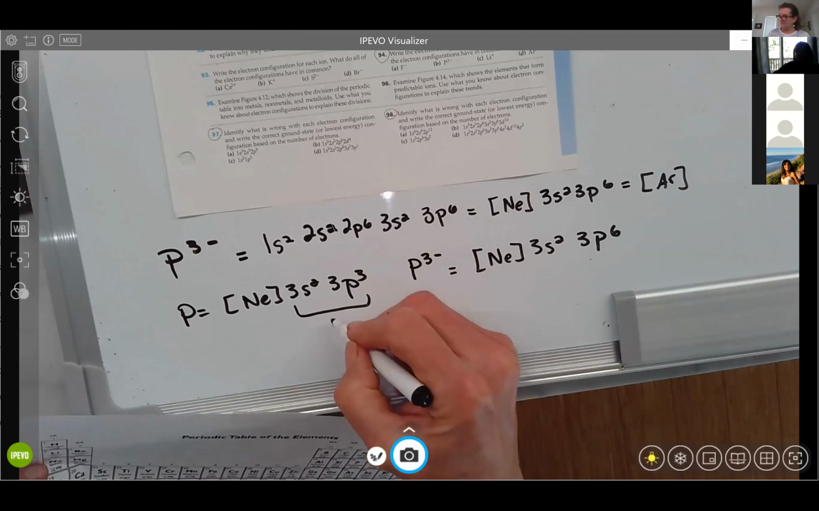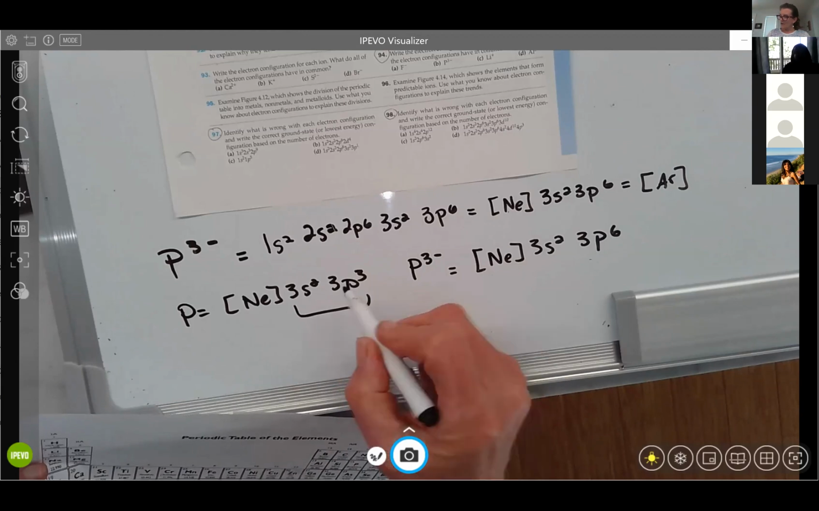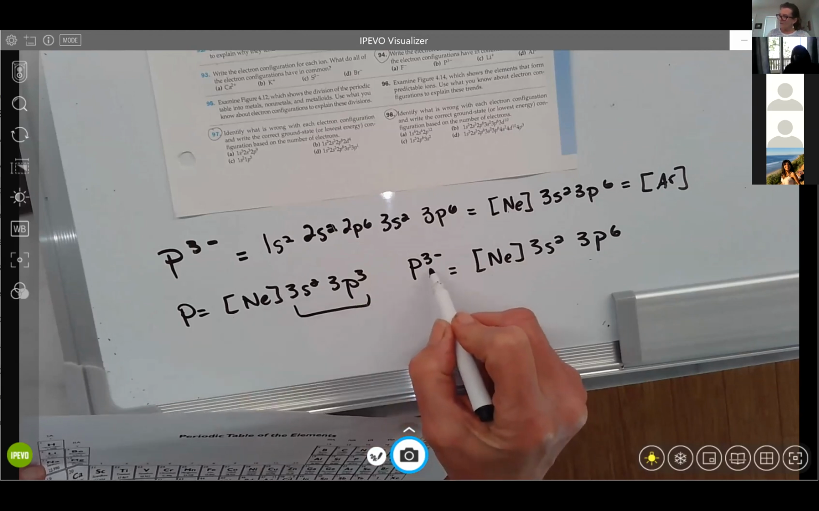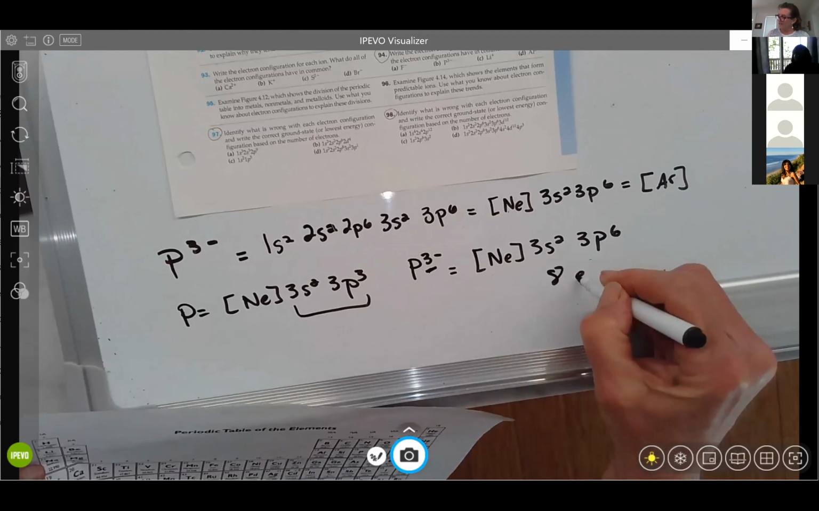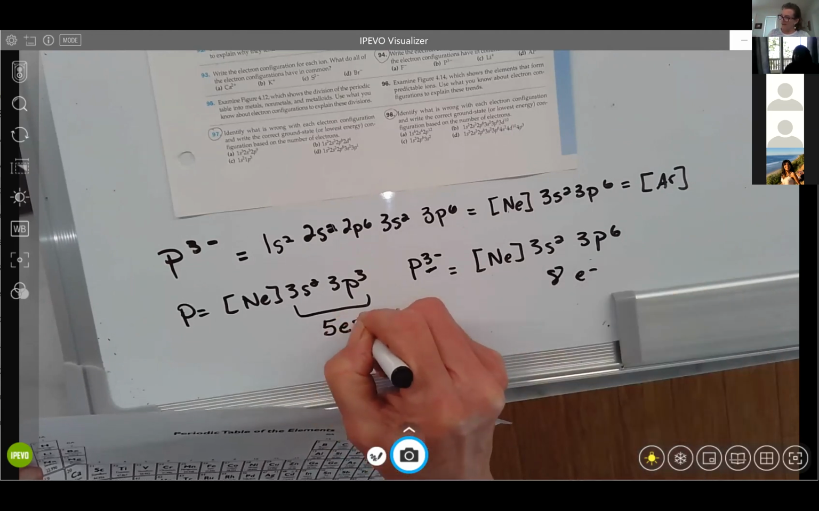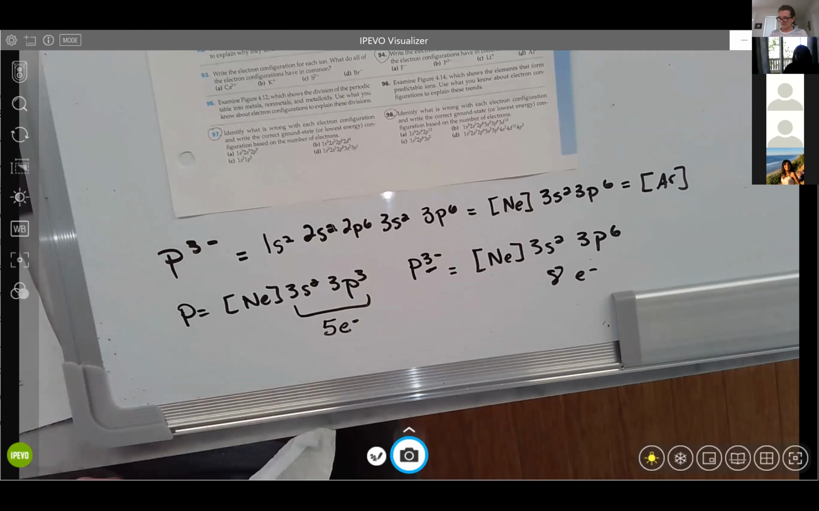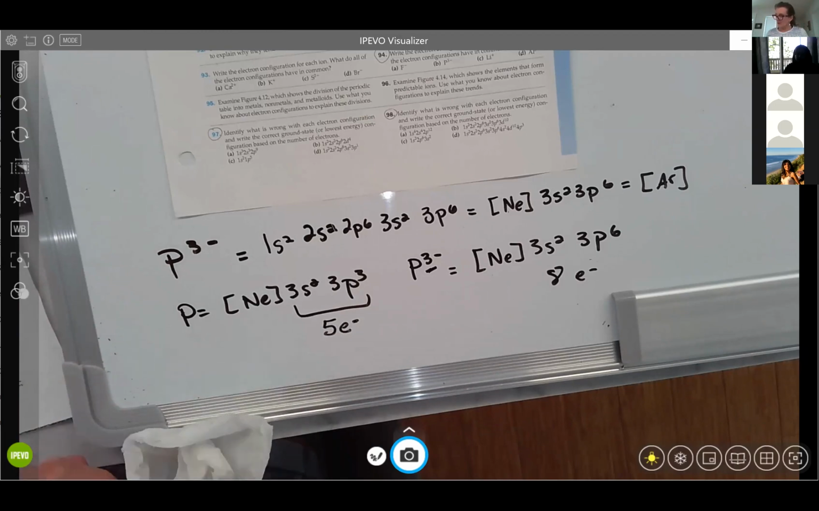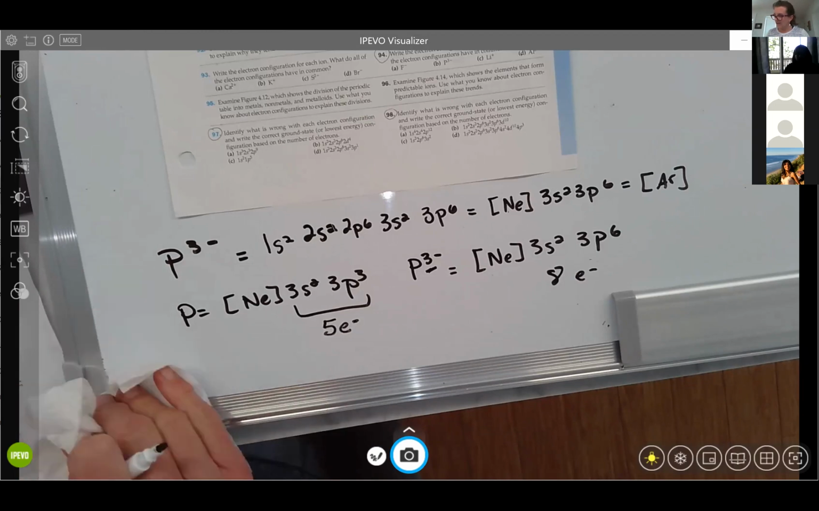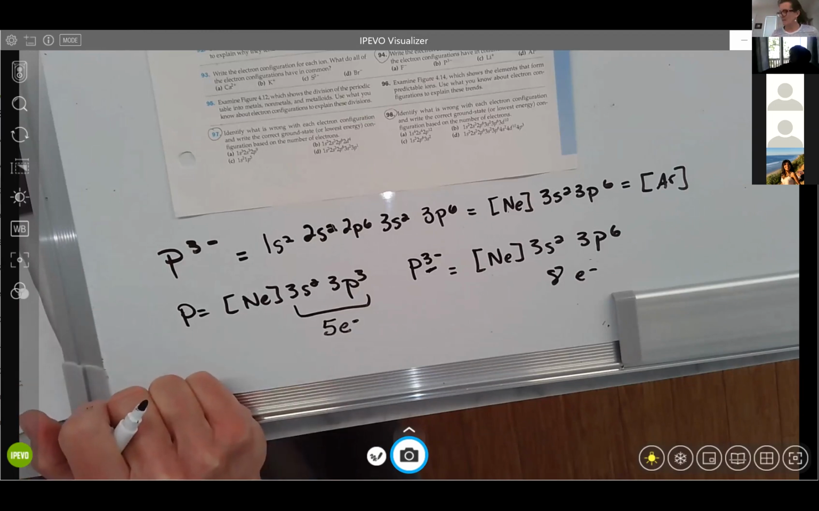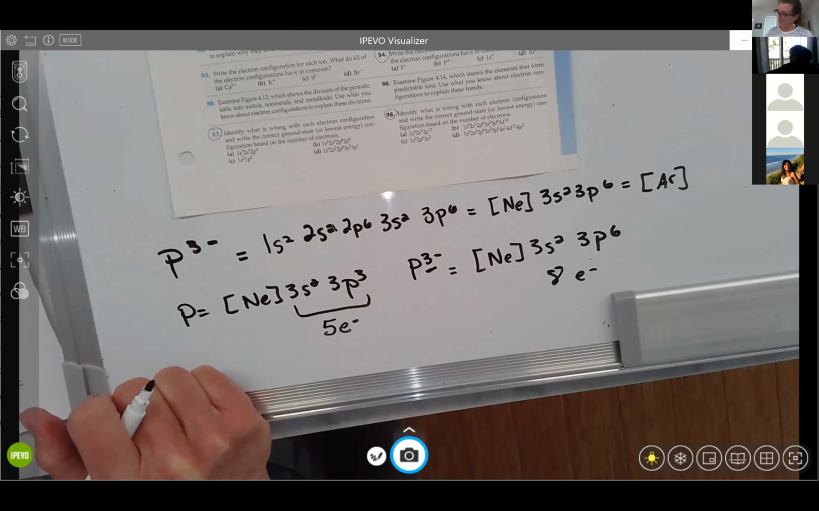Like 6, 8. The 3 minus has 8 valence electrons. Okay, yes. So it's going to be 5, 5 for phosphorus by itself. So, Professor, can you state that question one more time? How many valence electrons does phosphorus have? Now, could you ask the question, how many valence electrons does P3 minus have? I could, yeah. It's not as interesting because it's got a full shell. But that would be 8 for that question.